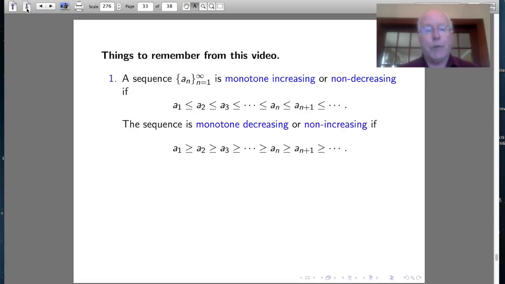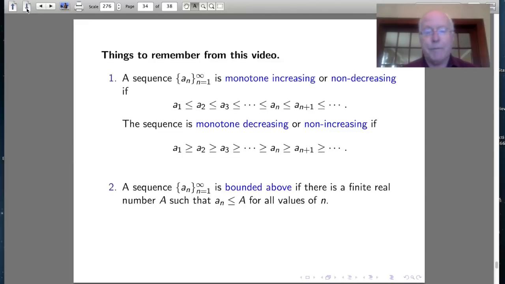There's also the notion of a monotone decreasing or non-increasing sequence. The a sub n is monotone decreasing if a1 is greater than or equal to a2, greater than or equal to a3, etc. In our work, we're going to deal far more with monotone increasing sequences, but everything we say about monotone increasing sequences has a version for monotone decreasing sequences.